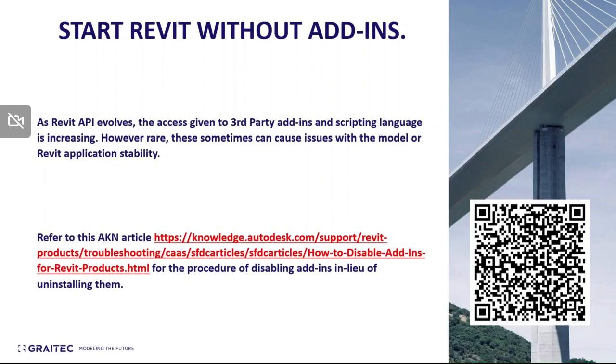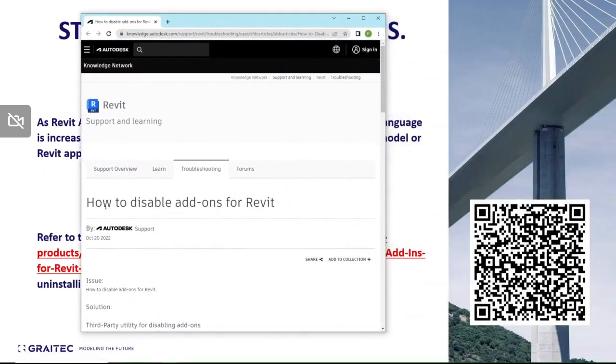Plugins. Of course, plugins are becoming more and more prevalent within Revit, and the API is giving more and more access to plugins. Generally, it's quite rare for a plugin to cause a problem, but it's not unknown. So a technique to troubleshoot is to disable any add-ins and see if that makes the stability of the project better. Again, Autodesk have provided an article on how to disable add-ins within Revit, and you can use the QR code to gain access to that.